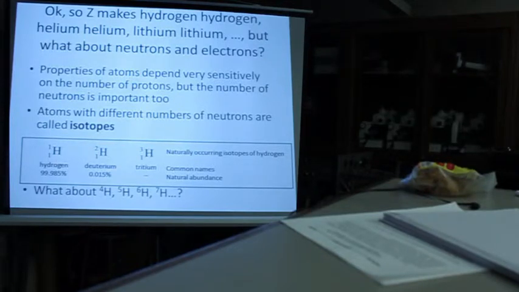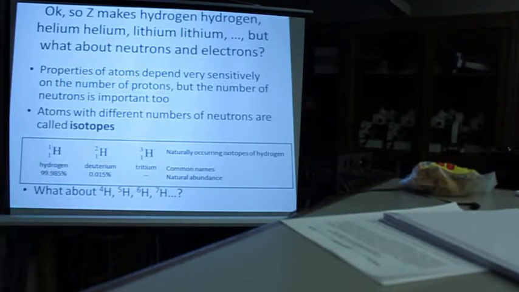The properties of the atoms obviously depend sensitively on protons. That's what defines one atom versus another atom. But what role do the neutrons play? Do you guys have any ideas? And this is actually a more difficult one to answer. So we can have atoms that have different numbers of neutrons in them. We call these different things isotopes. And so in terms of hydrogen, there's 3 naturally occurring isotopes.